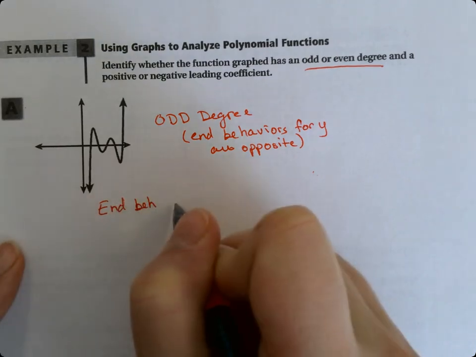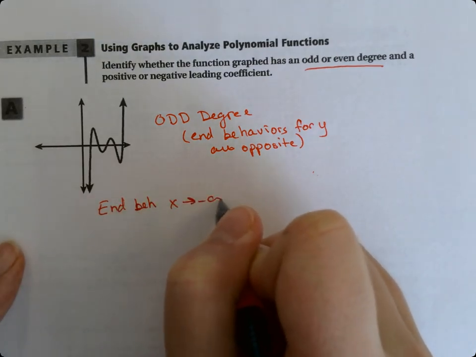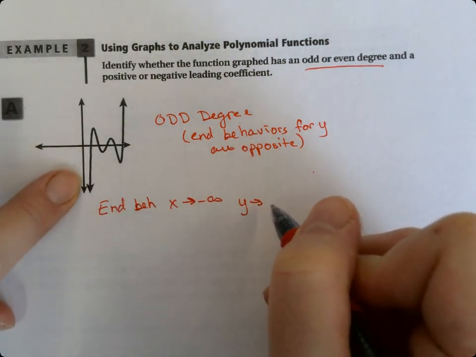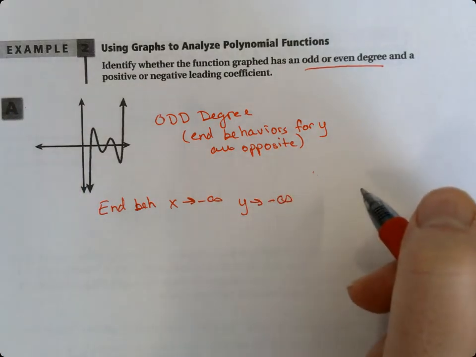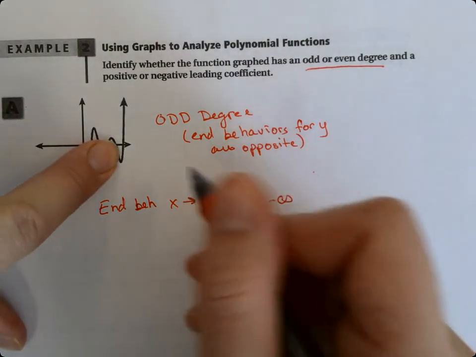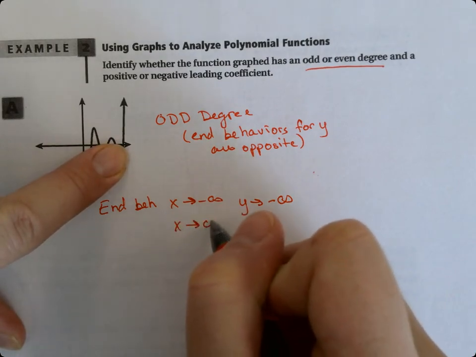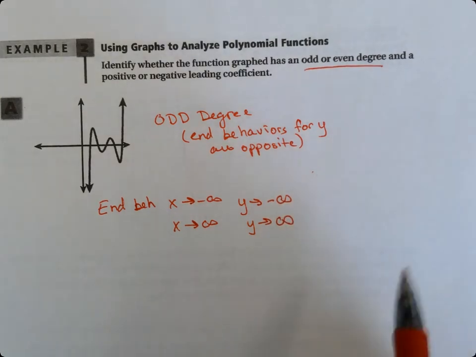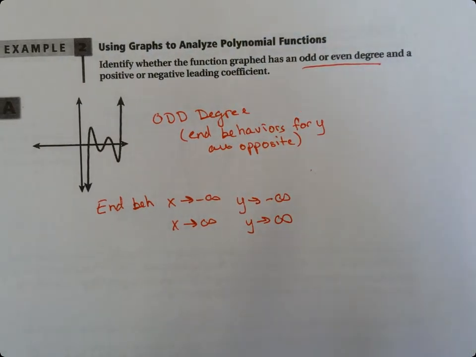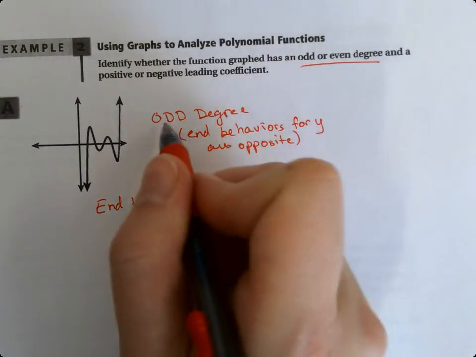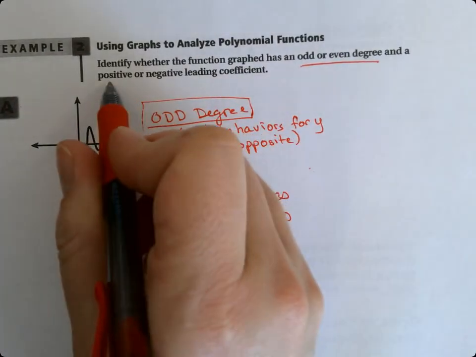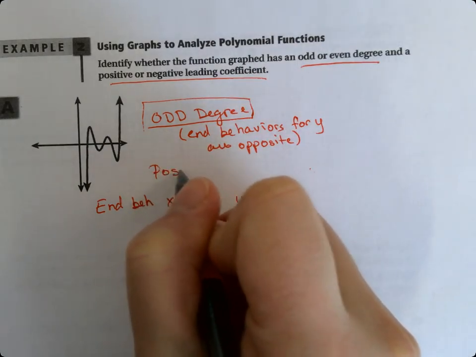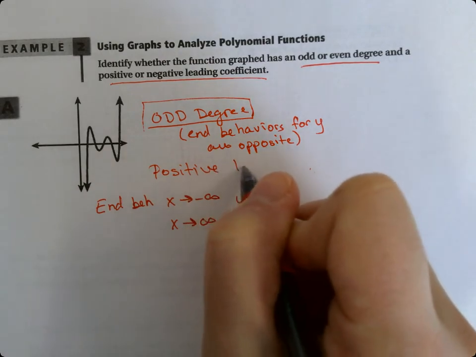End behavior. As x decreases, what does y do? As x goes left, y goes down, right? So both x and y are going to negative infinity. As x goes to positive infinity, what's the y value doing? It's also going to positive infinity. Now, what does that mean? Well, it's an odd degree. And is the leading coefficient positive or negative? It's going to be a positive leading coefficient.